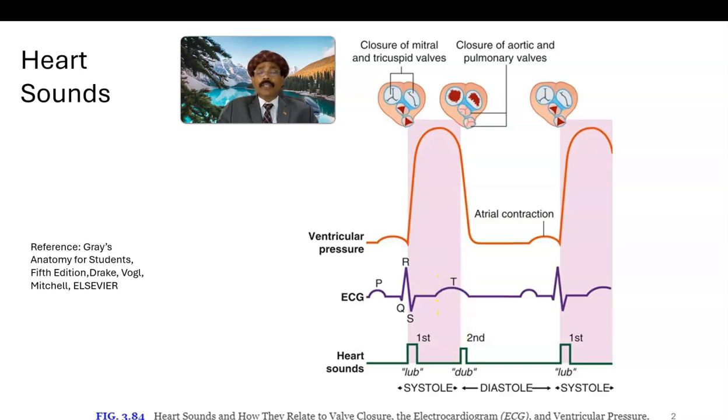And we have seen the second heart sound is caused by closure of the aortic and pulmonary valves. These two valves are semilunar valves, and their closure causes the second heart sound. These are the atrioventricular valves; their closure causes the first heart sound.